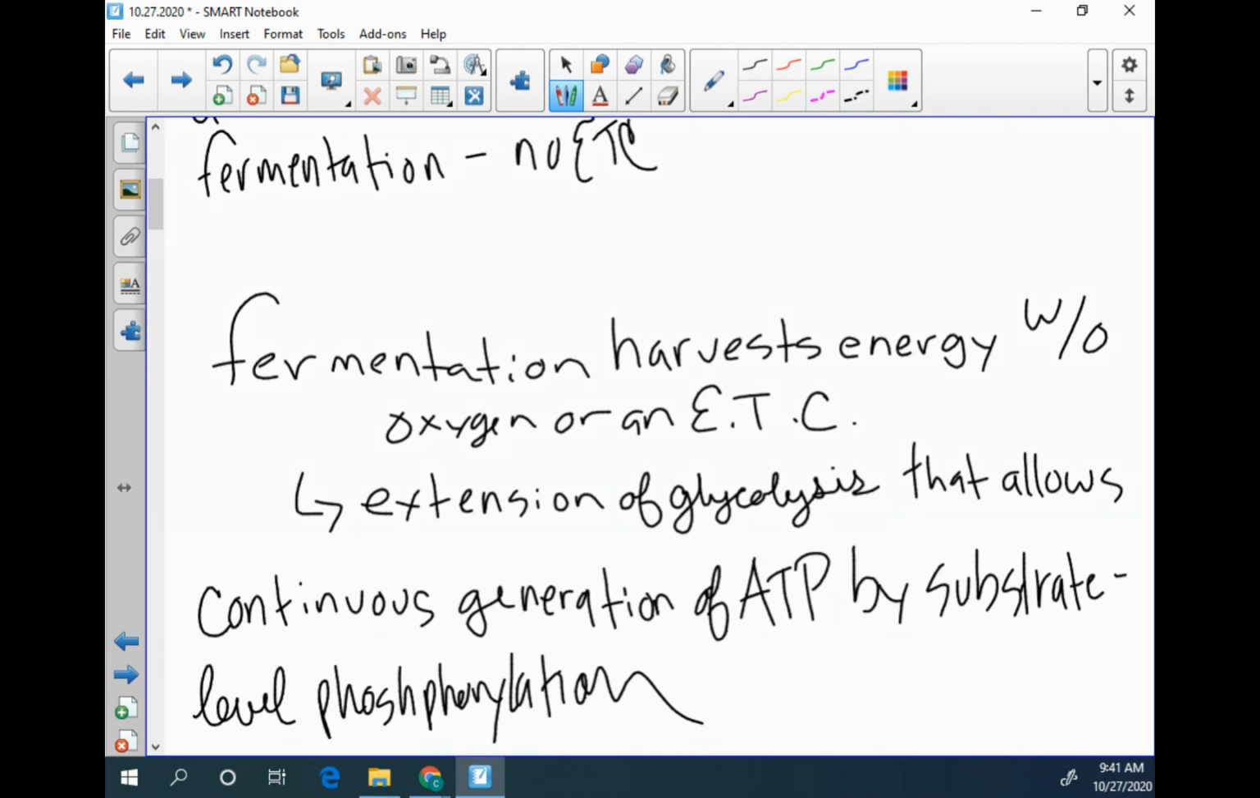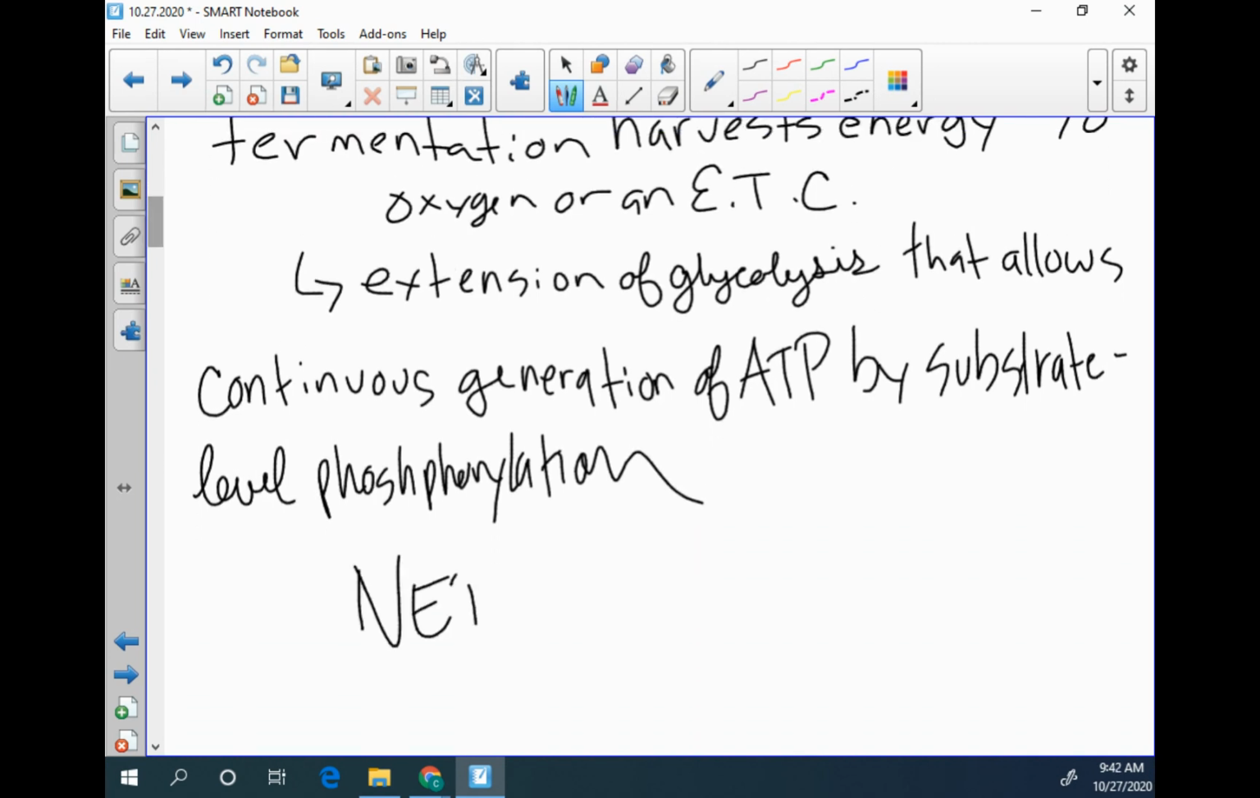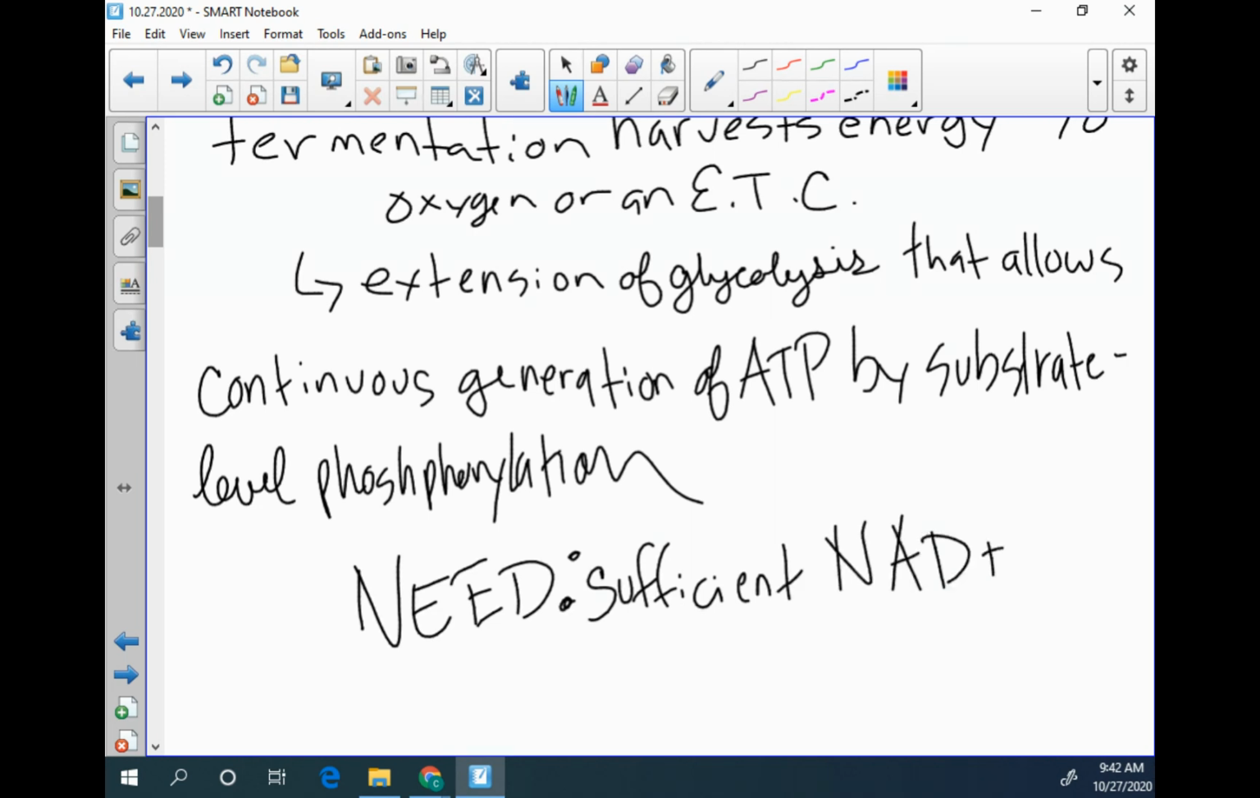But what we need, in order to do this, is sufficient NAD+. Because in glycolysis, we take NAD+ and we turn it into that electron carrier NADH. And in aerobic respiration, when we have that electron transport chain, we use that energy from that NADH. But without an electron transport chain, there's nothing to make NADH back into NAD+ for it to go back up to glycolysis. Do you guys get where I'm coming from? Okay.